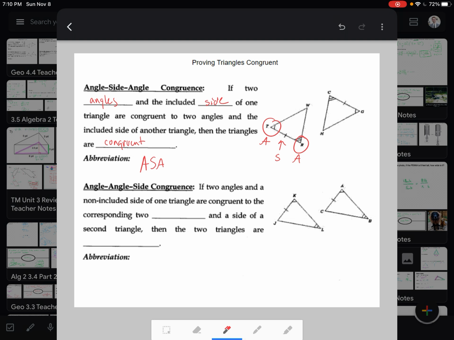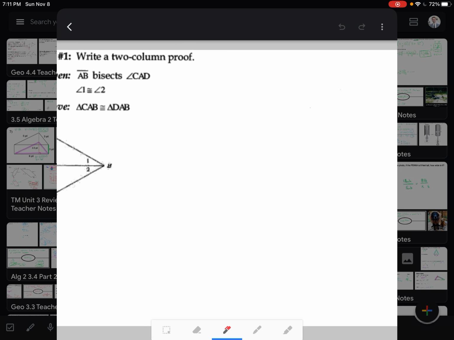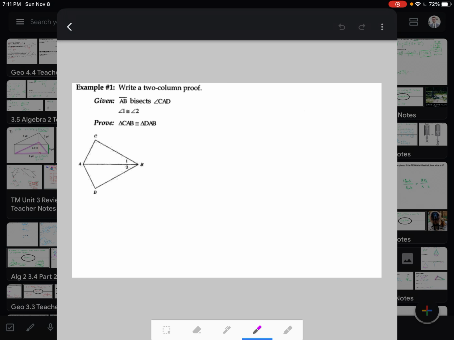We could do the same thing here for angle, angle, side congruence. So if two angles and a non-included side of one triangle are congruent to the corresponding two angles and side of a second triangle, then the two triangles are congruent. So this is called angle, angle, side. Again, the order does matter. We go from angle to angle, and then next to side. The side is not between the two A's. Okay, so the A's go together, then the side is there. So angle, angle, side is how we call this one.